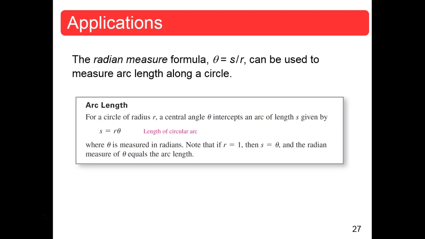Now that can be used to measure the arc length along the circle. What you do to get arc length is multiply both sides by the radius. So if you know the radian measure, multiply it by the radius, and you get arc length. So that's what they've done here for a circle of radius r and a central angle theta. Now that theta has to be in what units?